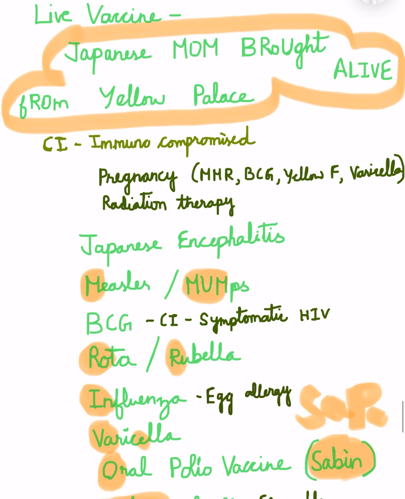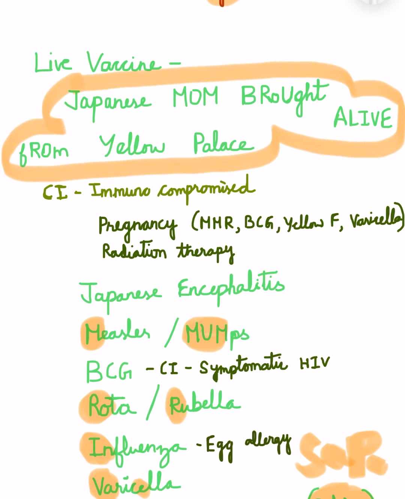Once again, the live vaccines are remembered with the mnemonic Japanese mom brought alive from Yellow Palace. Here Japanese stands for Japanese encephalitis, M stands for measles, and MOM can be pronounced as MUM, so mumps. B stands for BCG, and RO stands for rotavirus vaccine, and RU stands for rubella vaccine.